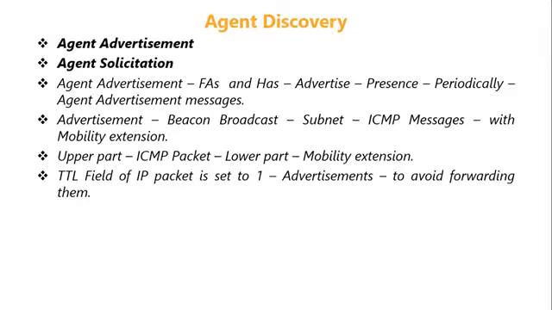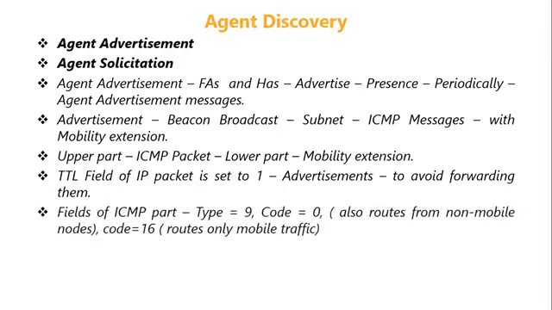According to the standard for router advertisement, the IP destination address can be set either to 224.0.0.1, which is a multicast address for all systems on the link, or to the broadcast address 255.255.255.255.